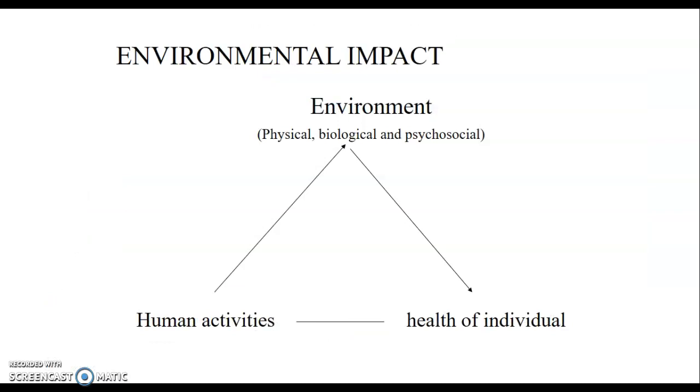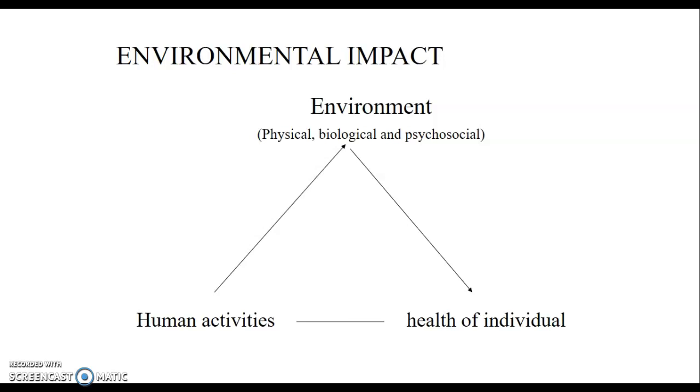So the 17 sustainability development goals are brought upon by this model of the environment and a human being. And so the environment, if you look at it up on the top, the environment is both physical, biological, and psychosocial. That means, again, if you think about it, it's like the 3 Ps, okay? Human activities, and obviously the health of the individual.